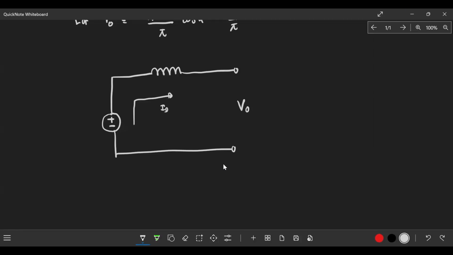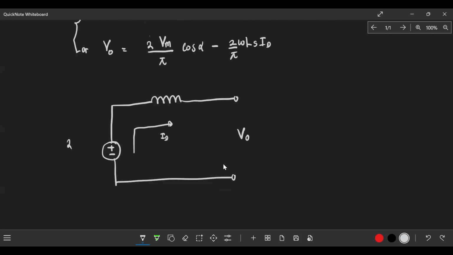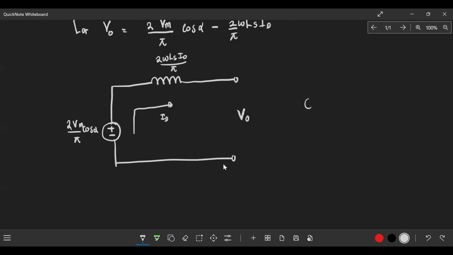What's the name of this voltage here? 2 VM. So this voltage here is 2 VM over pi times cosine alpha. Minus the drop here, which is simply 2 omega LS ID over pi, and then you get the output voltage. You can even apply KVL. The output is simply equal to the input minus the drop. Are we together? This is the DC circuit they are asking us to sketch.